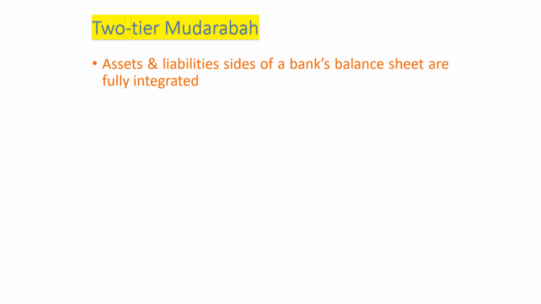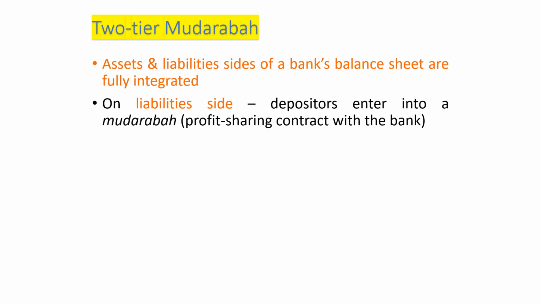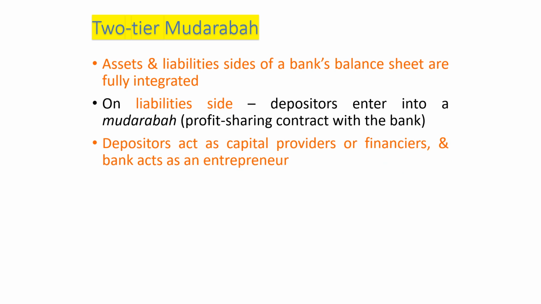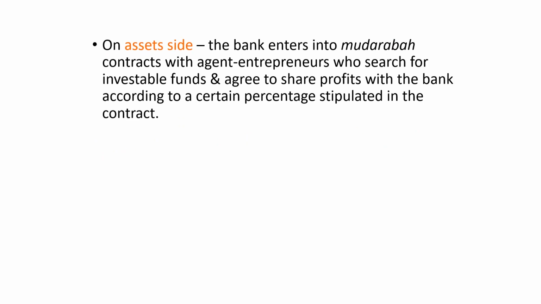Under the 2-tier Mudaraba, assets and liabilities sides of a bank's balance sheet are fully integrated. On the liabilities side, depositors enter into a Mudaraba, a profit-sharing contract with the bank to share the overall profits accruing to the bank's business. Thus, depositors act as capital providers or financiers by providing funds, and the bank acts as an entrepreneur. On the assets side, the bank enters into Mudaraba contracts with agent entrepreneurs, who search for investable funds and agree to share profits with the bank according to a certain percentage stipulated in the contract.